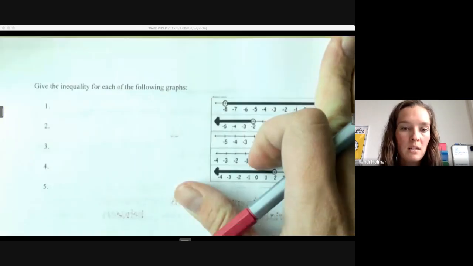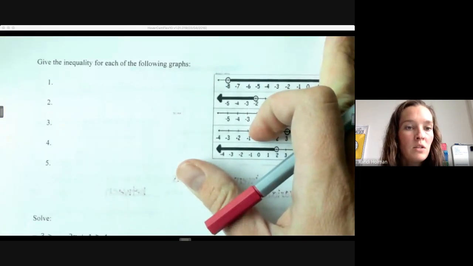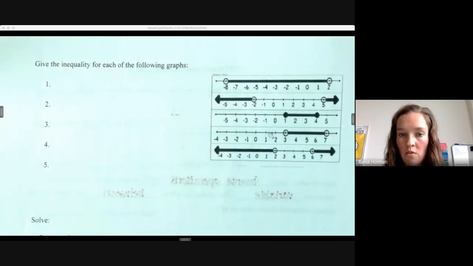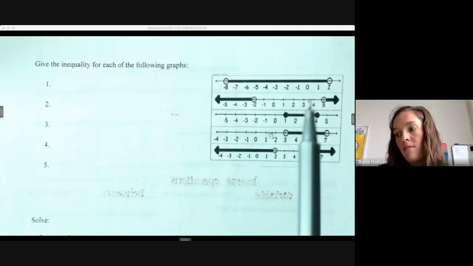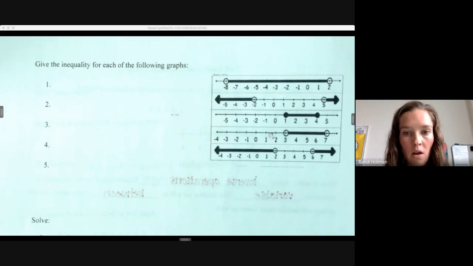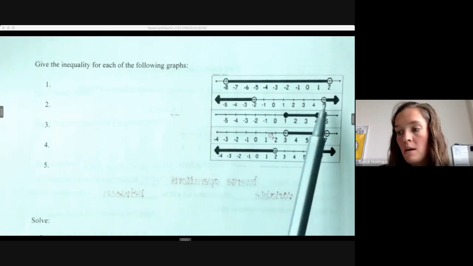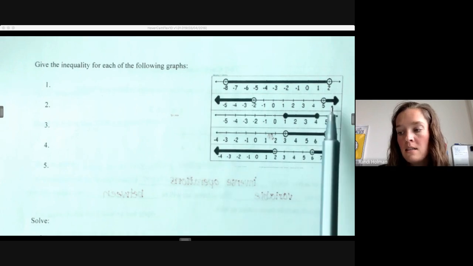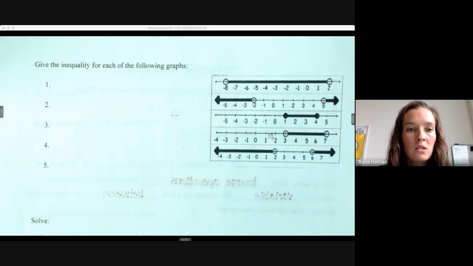So we have an inequality here. Let's write the inequality for the graph. Anytime we have a bar where it's connected, we can write that as one inequality. If we have two separate things, these things and these things can't happen at the same time. Those are our OR inequalities. We have to write those separately.